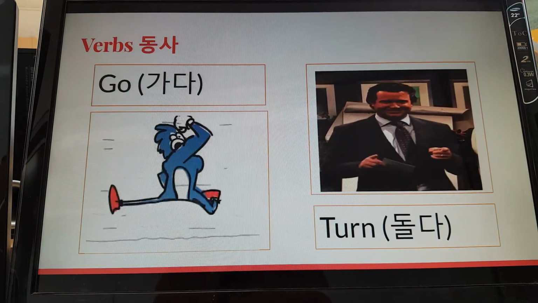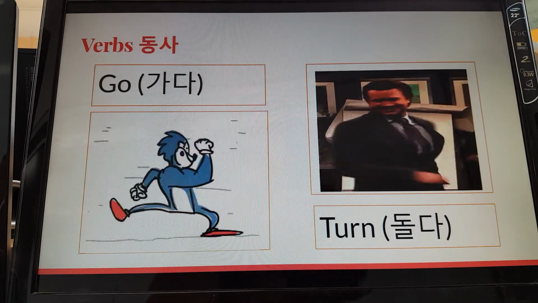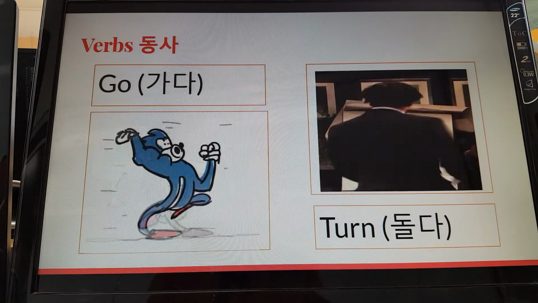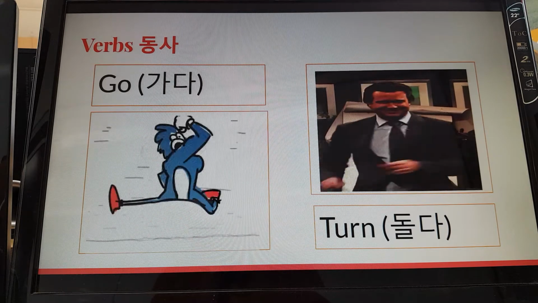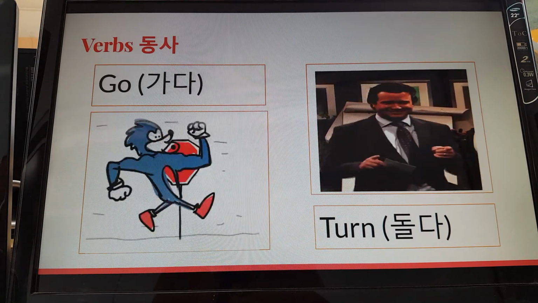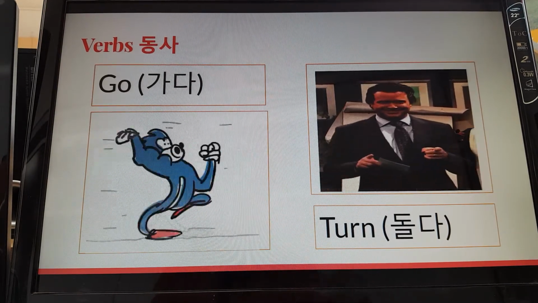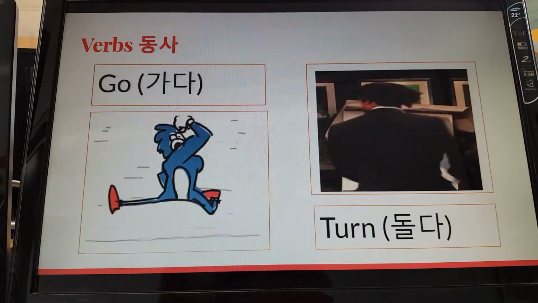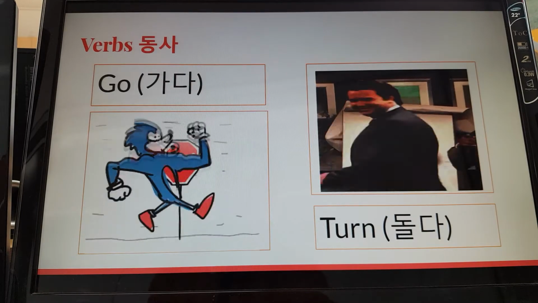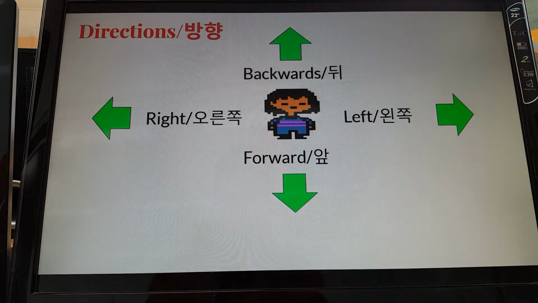All right, so our verbs. I think many of you know this, but we can review. Verb 1 is go. Go. This is the translation in Korean. Go. And our second verb is turn. Turn, with the translation in Korean. So one more time. Go and turn. These are our two verbs for today.